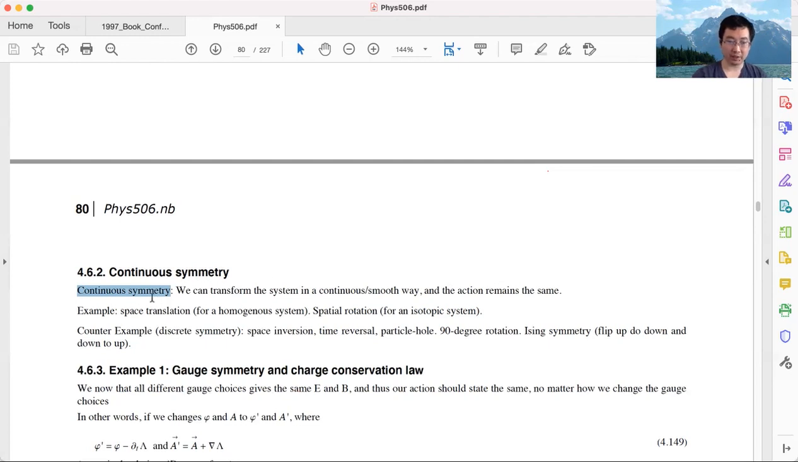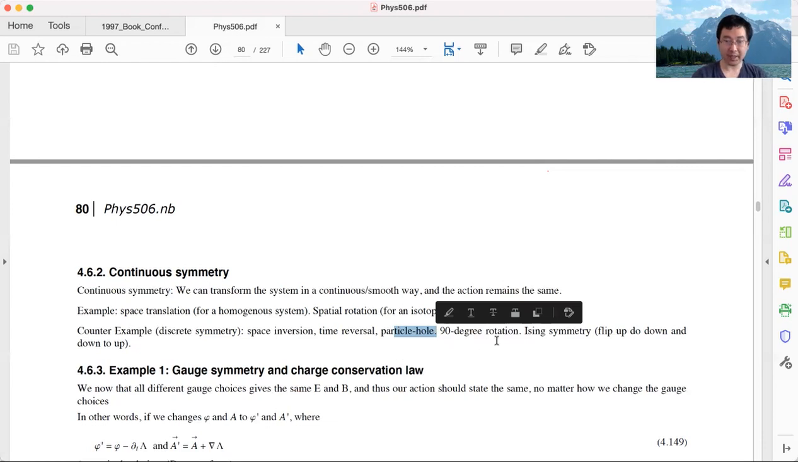Continuous symmetry includes space translation, space rotation, and Lorentz boost. Lorentz boost is also a continuous symmetry. The control parameter there is the relative velocity between two reference frames, and that relative velocity can be very, very small. That velocity is a continuous variable. And discretized symmetries are such as mirror image, space inversion, time reversal, or particle-hole transformation, for example. If we change particles into antiparticles and antiparticles into particles, this transformation is a discretized one. It cannot be done gradually.